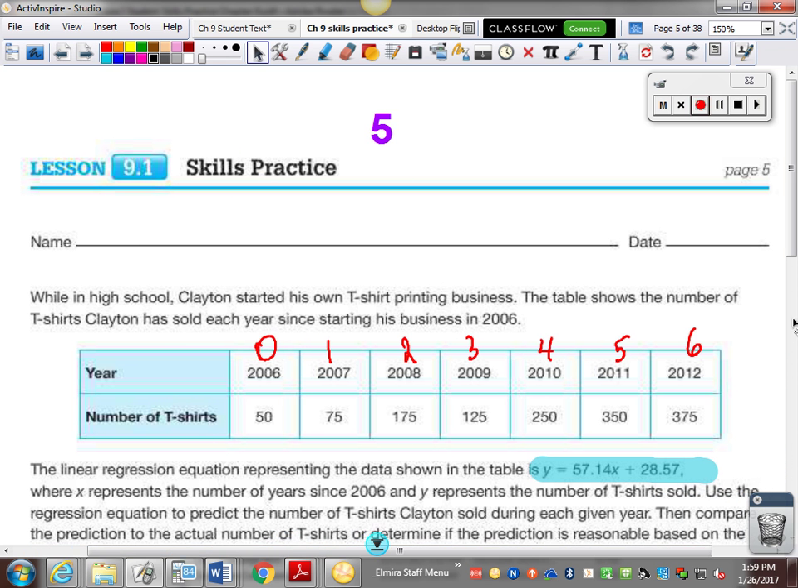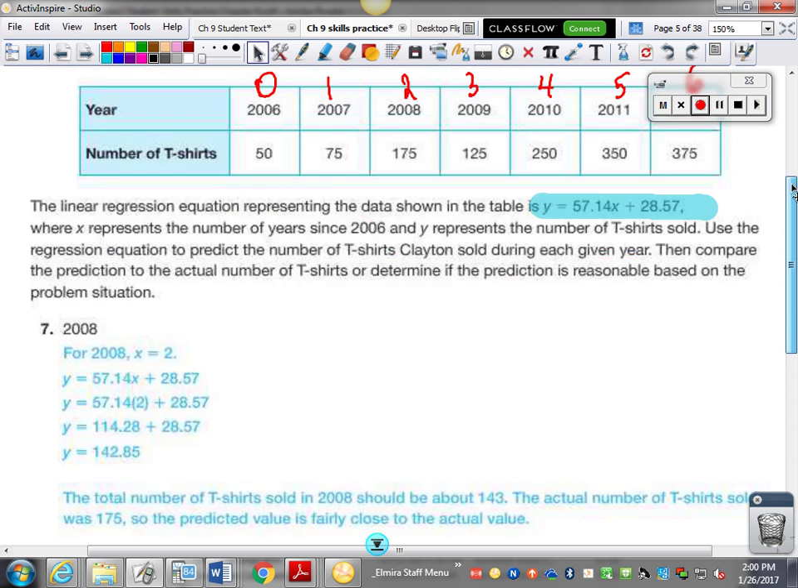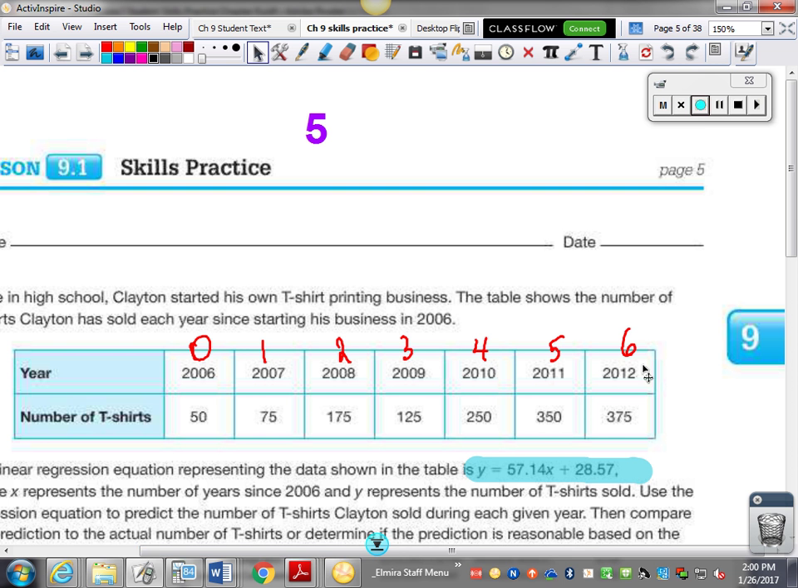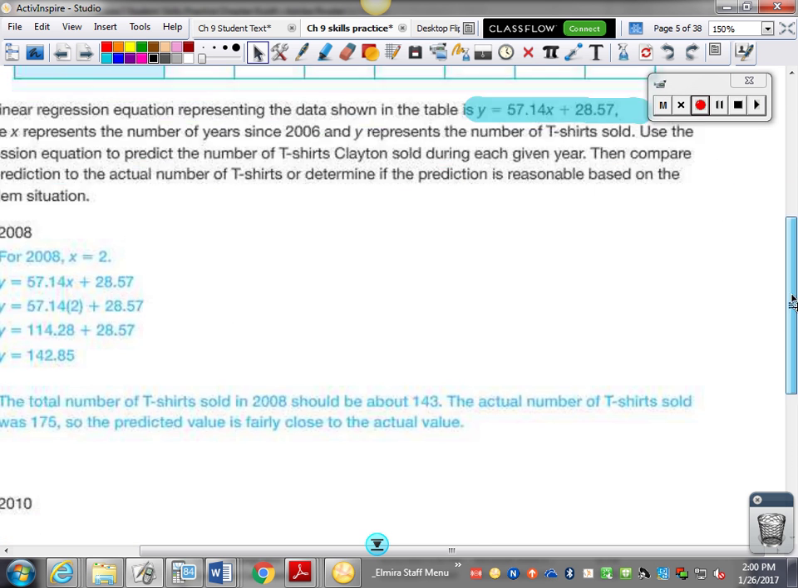When it comes to 7 through 12, don't forget that the L1 actually starts with 0. So for 2008, that means your x value is 2. You're subbing in a 2. 2008 is a value we're given in the chart. That's interpolation. Let me find one that's extrapolation. 2014, number 10. That is not in our chart. That's off the charts. So there we're not going to have a value that it actually came out as. For 14, we can't compare it to what the actual data is to see if it's reasonable or not. We're going to use common sense.